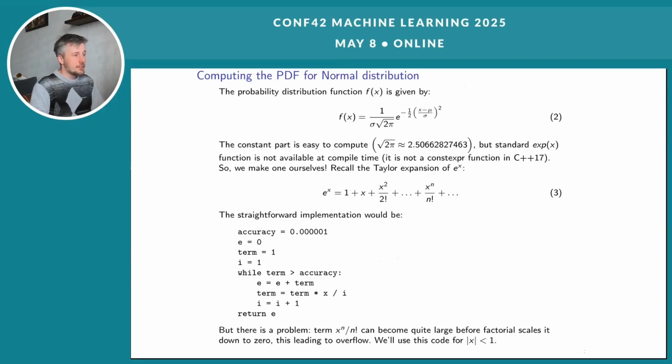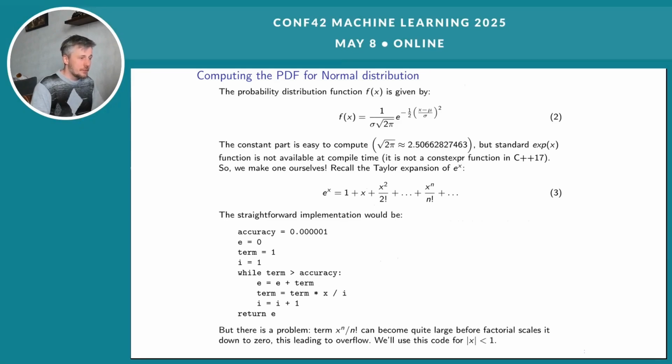Let's recall the Taylor expansion of e to the x in formula 3. In the code below, we see a straightforward implementation of this summation for positive values of x. It adds terms consecutively to variable e until the next term is approximately 0. With x increasing, the factorial will eventually scale down any term to 0, but some terms may become quite large and cause overflow, which will corrupt the sum. Thus, we will use this algorithm for values of x less than 1.